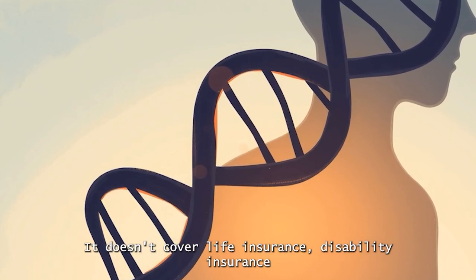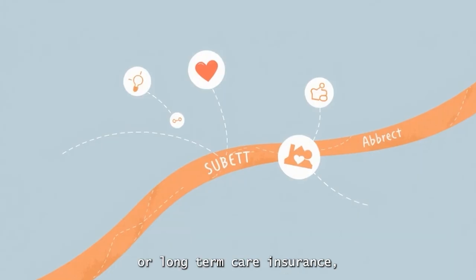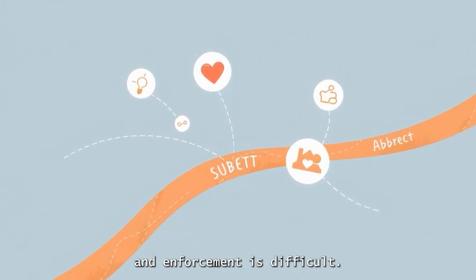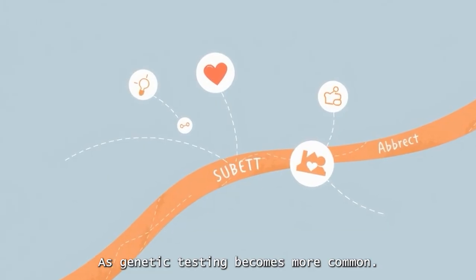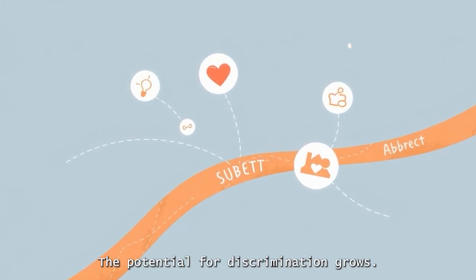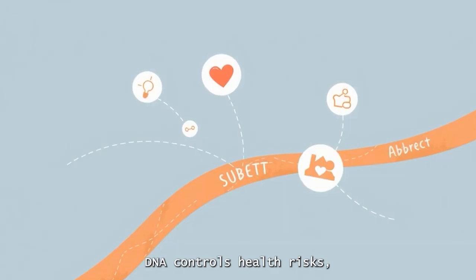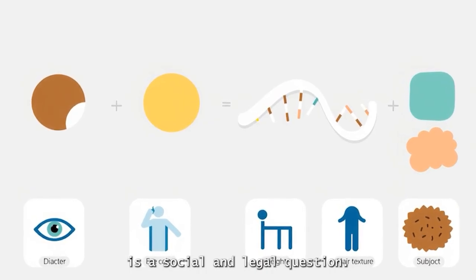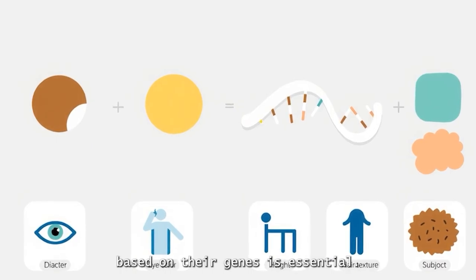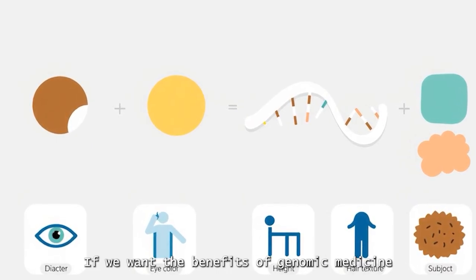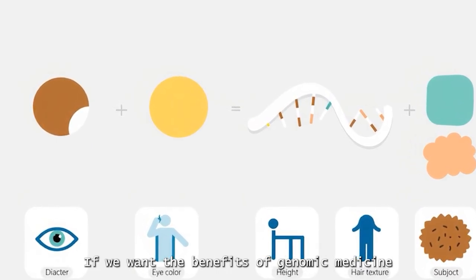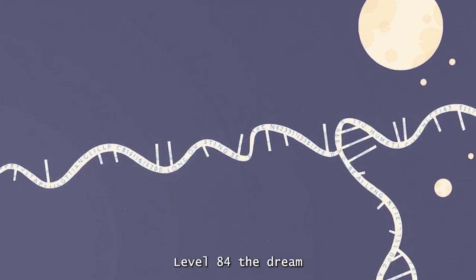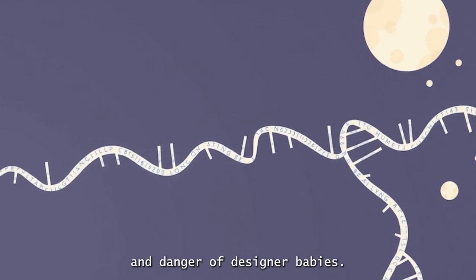It doesn't cover life insurance, disability insurance, or long-term care insurance. And enforcement is difficult. As genetic testing becomes more common, the potential for discrimination grows. DNA controls health risks, but how that information is used is a social and legal question. Protecting people from discrimination based on their genes is essential if we want the benefits of genomic medicine without the harms.